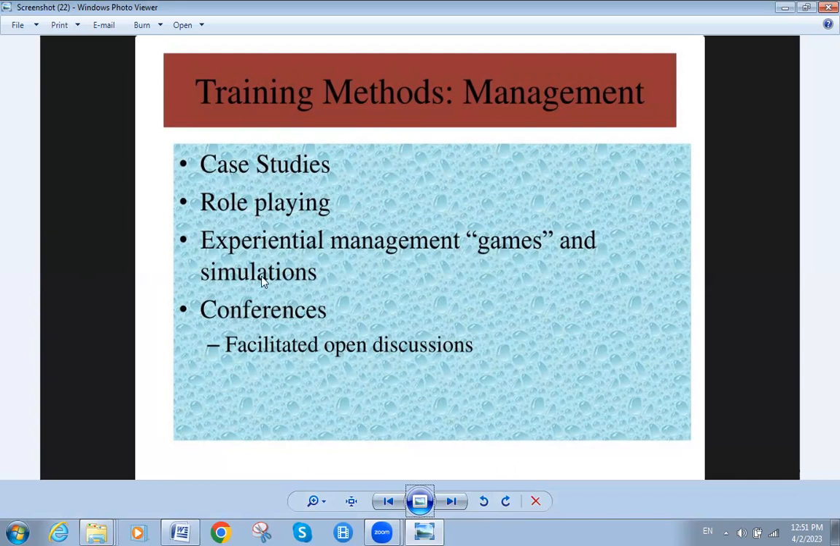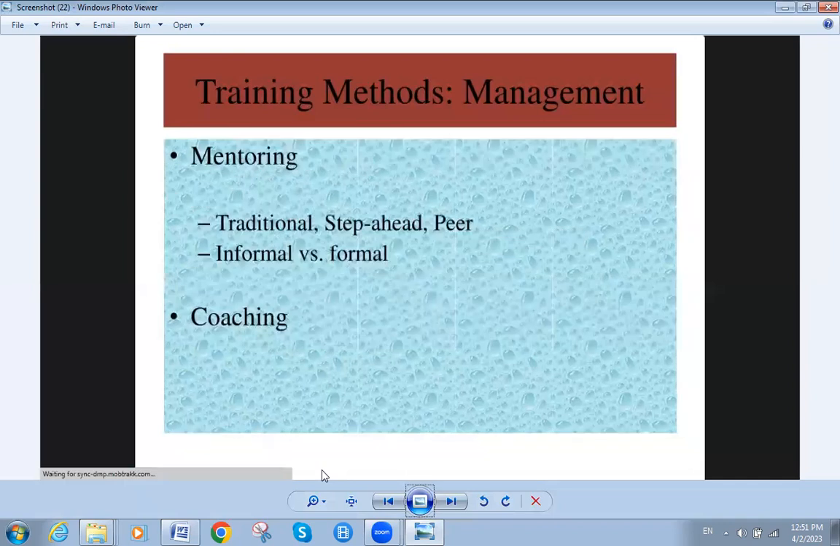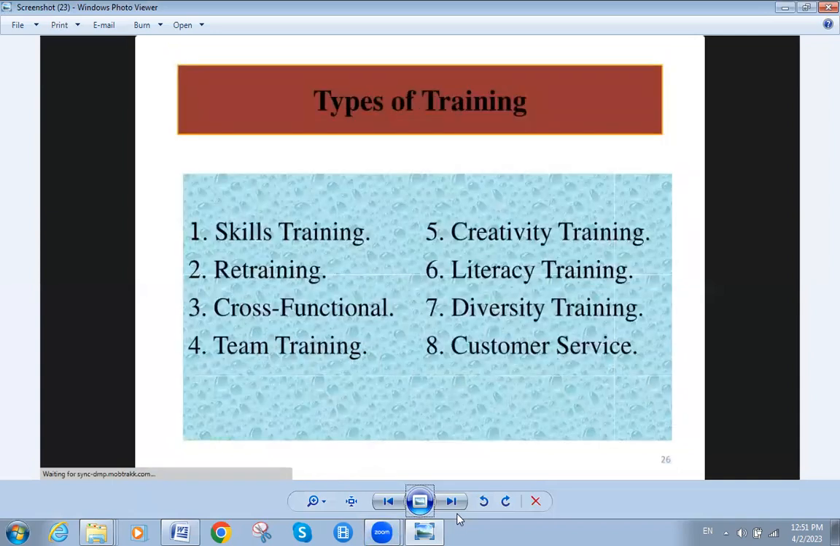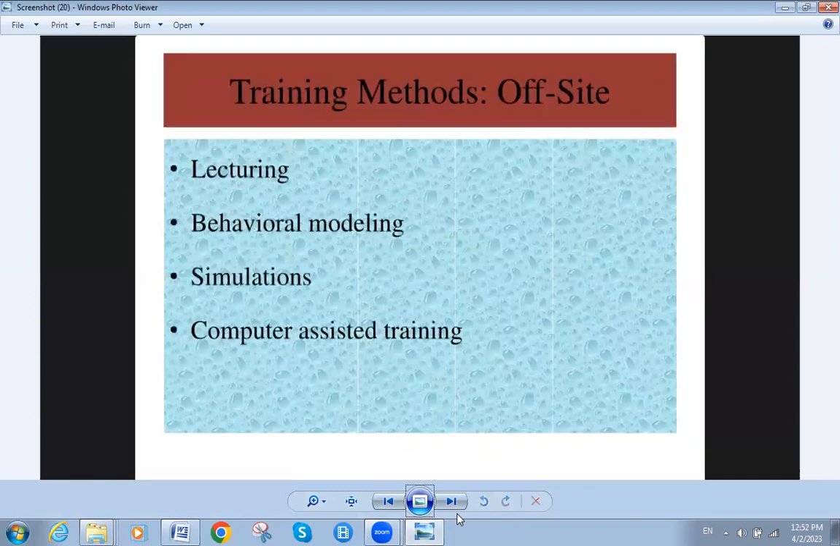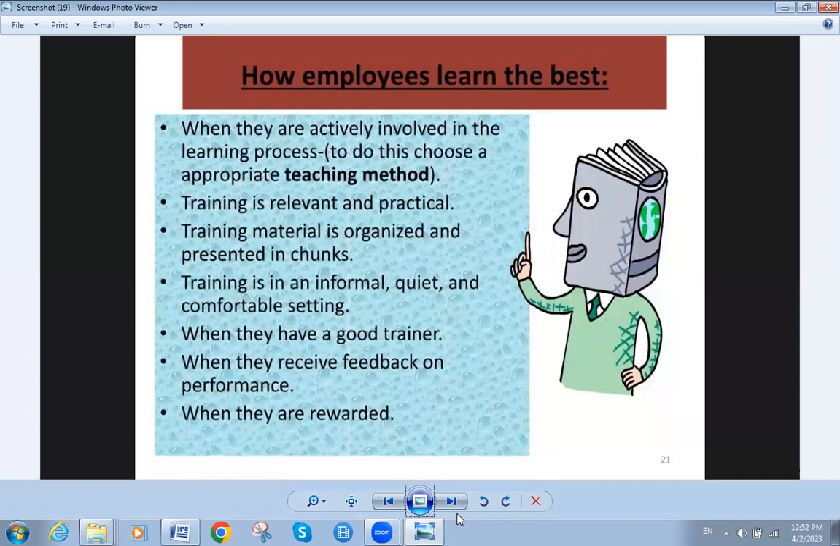Experiential management games and simulations, and conferences are also ways of learning and training. Mentoring is also a way, just by keeping watching the training, and that's very nice for training. Coaching also. So those are, again, the training methods.